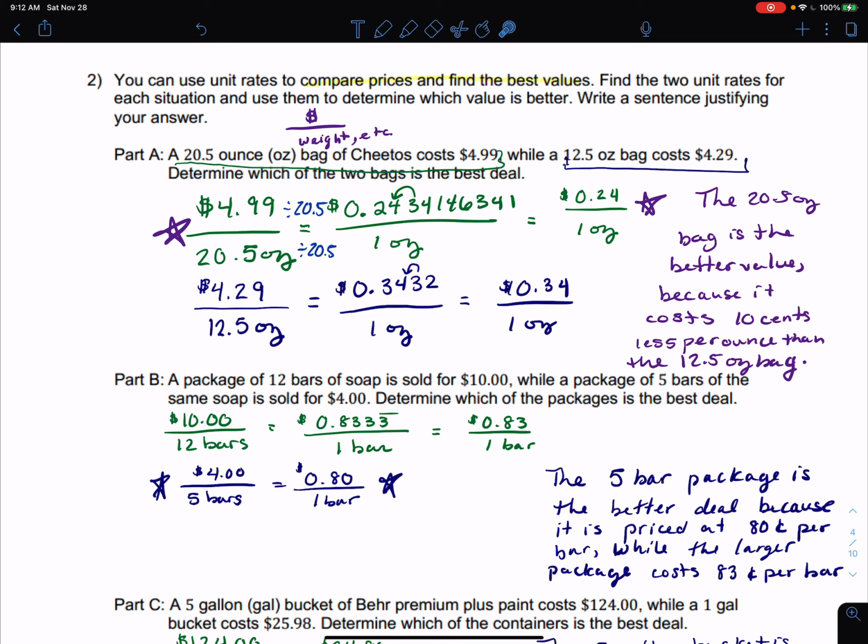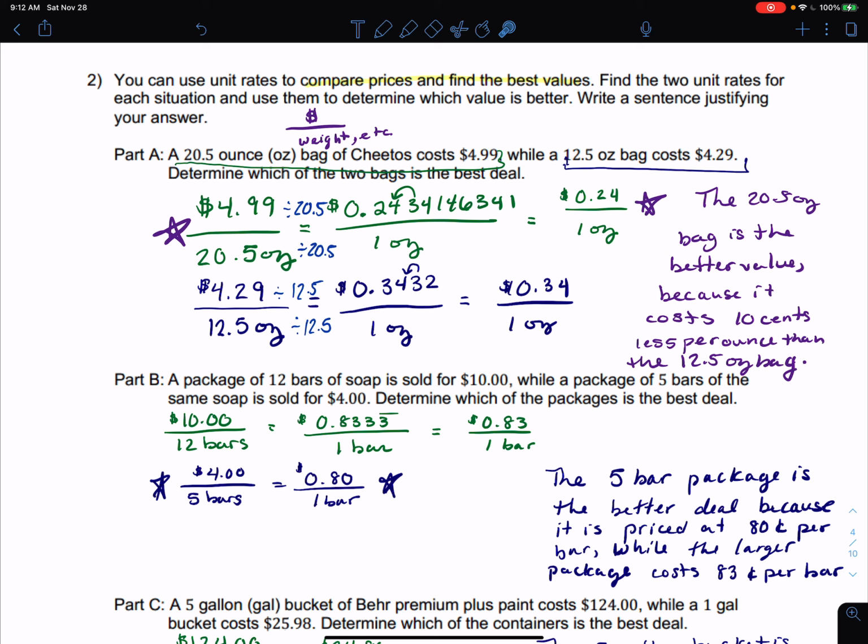If we look at that second bag, a 12.5 ounce bag costs $4.29. I'll do the $4.29 divided by the 12.5 ounces. To get this into a unit rate, I divide by 12.5, which gives me 0.3432 over 1 ounce. I'll round that money to the nearest cent, so the unit rate there is 34 cents per 1 ounce. So now that we have these in terms of that same denominator, we can compare the prices for 1 ounce.